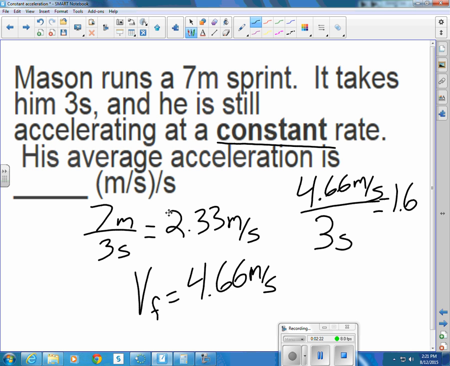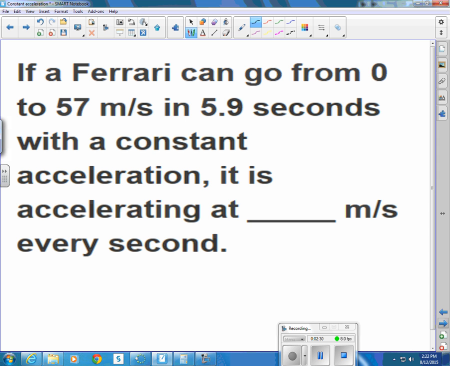So let's look at another case here, a little different. You know the speed that he reached, and you know how long it took to reach that speed. So we can find his acceleration, because we already know his velocity is 57 meters per second. And divide that by the time it took to get to that speed, 5.9 seconds.